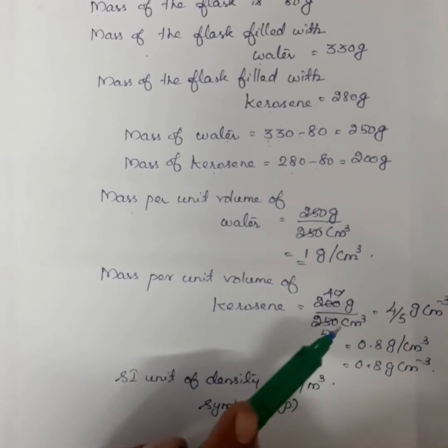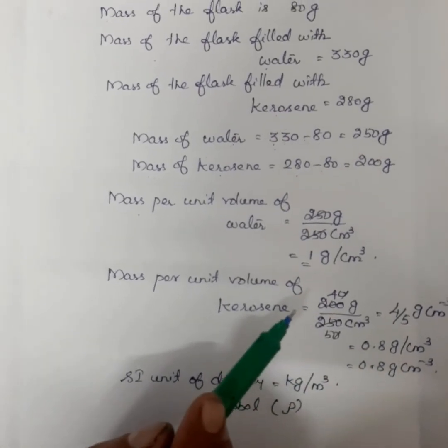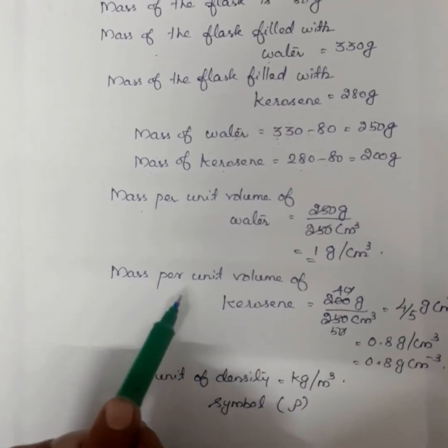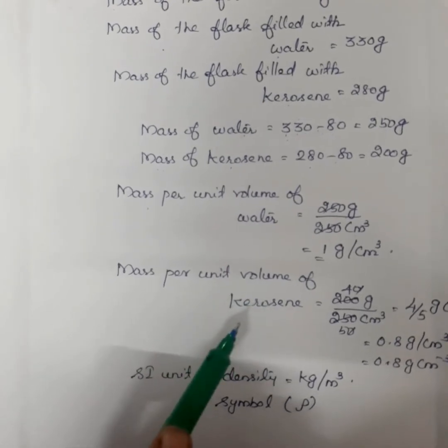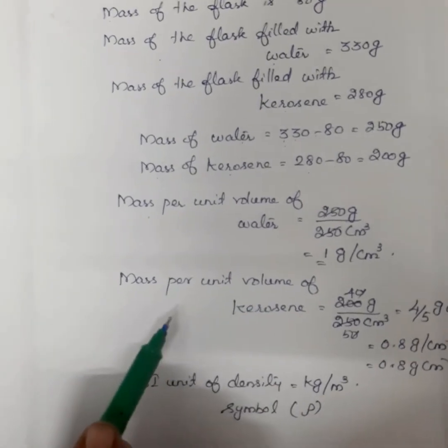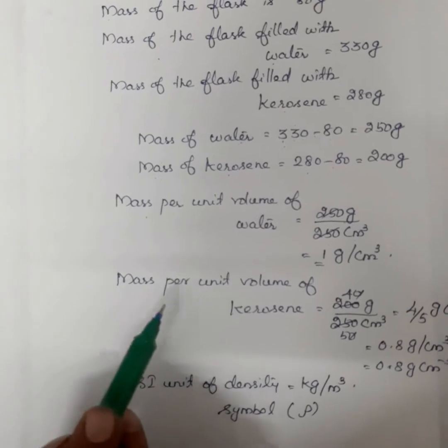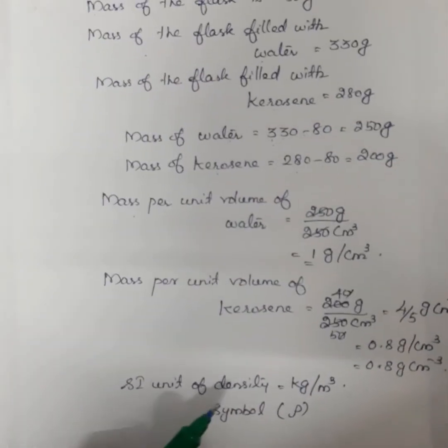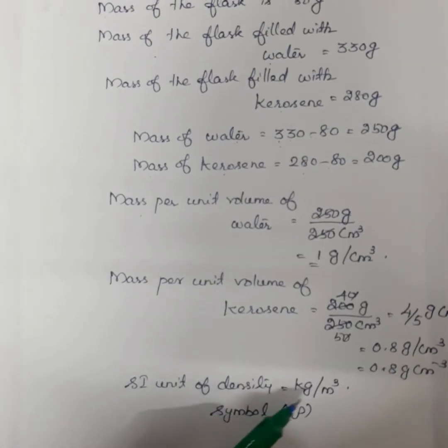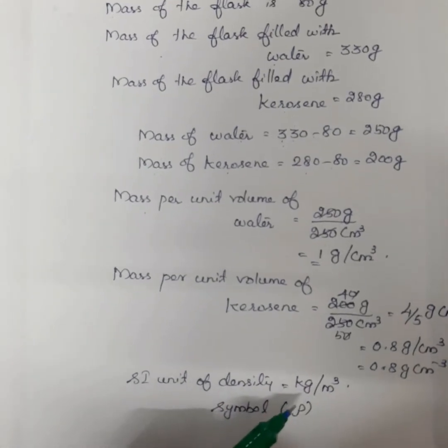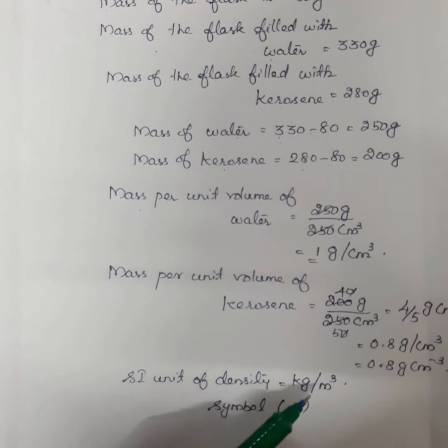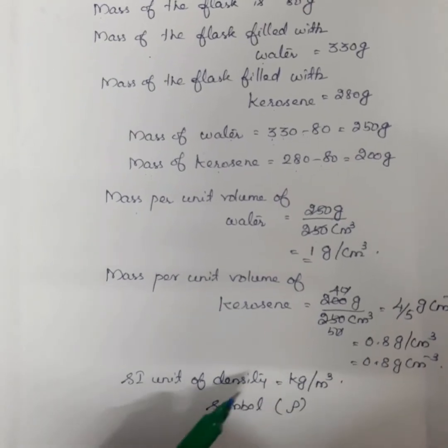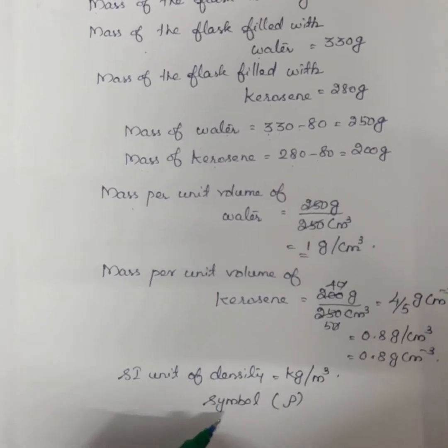So the density of a substance is defined as mass per unit volume of the substance. SI unit of density is kilogram per meter cube, otherwise you can write kilogram meter power minus 3. The symbol of density is rho.